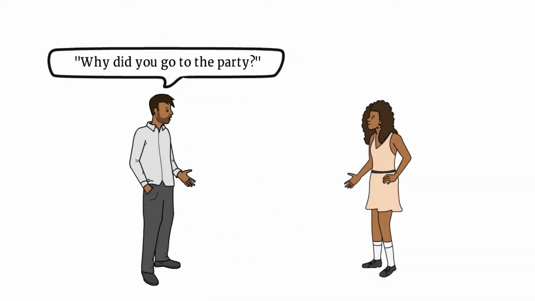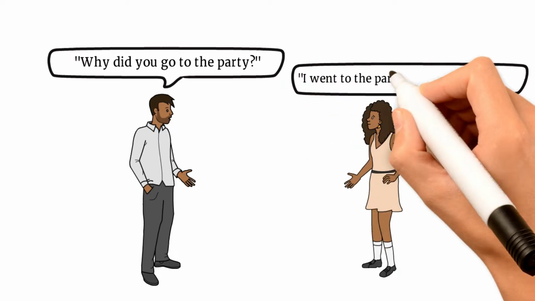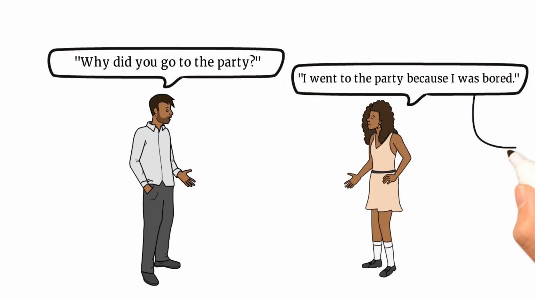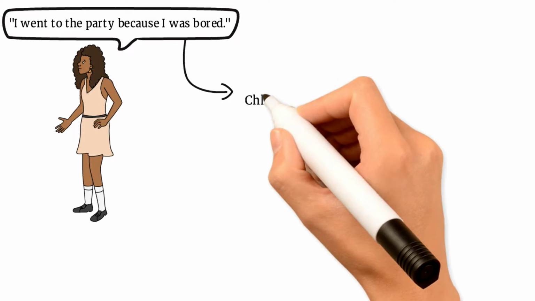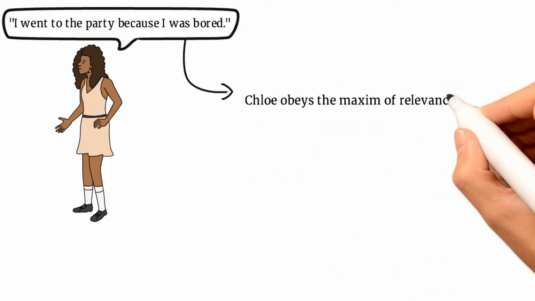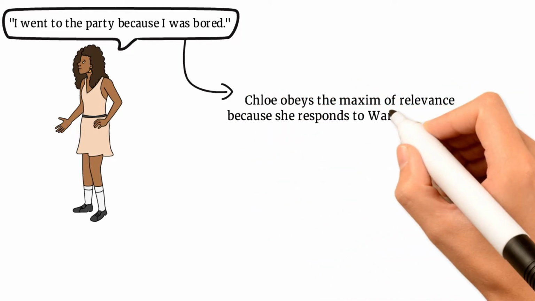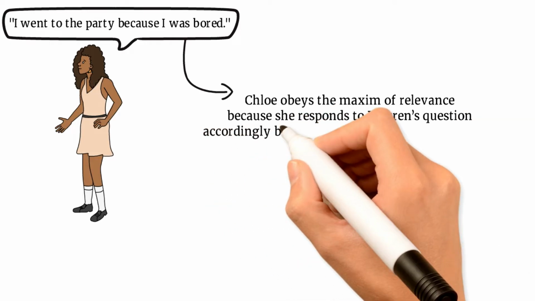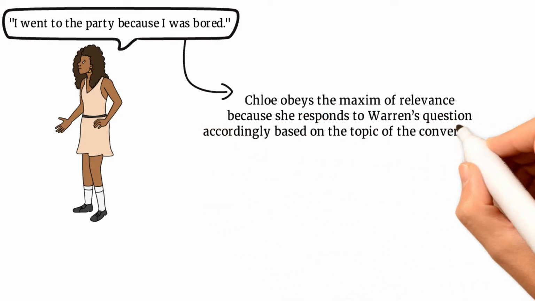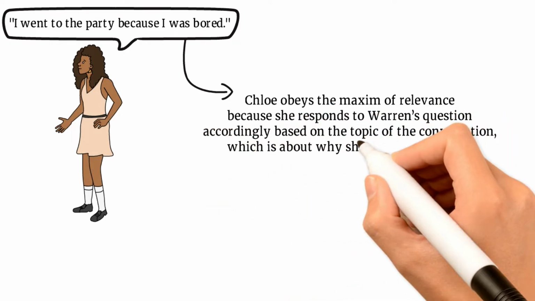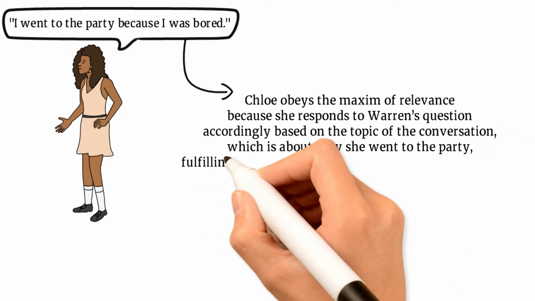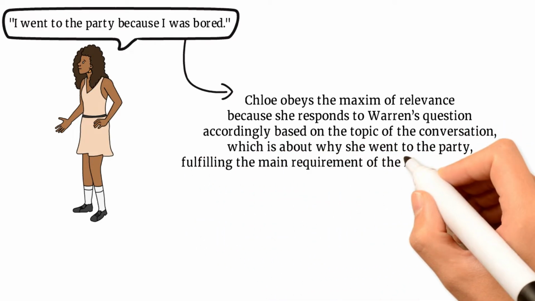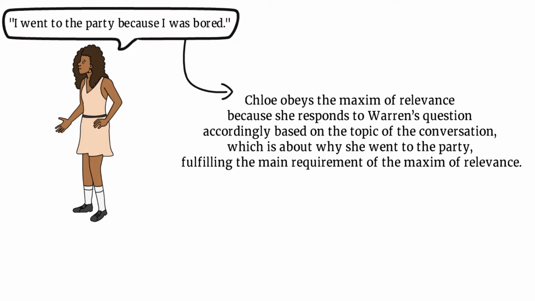The first example is about Warren asking Chloe, "Why did you go to the party?" She then responds, "I went to the party because I was bored." Based on the example above, Chloe obeys the maxim of relevance because she responds to Warren's question accordingly based on the topic of the conversation, which is about why she went to the party, fulfilling the main requirement of the maxim of relevance.